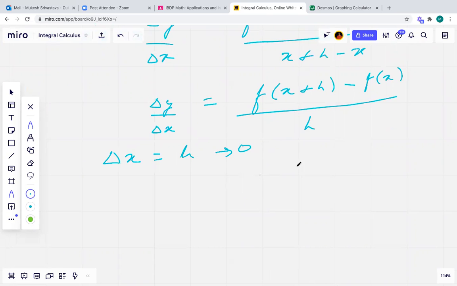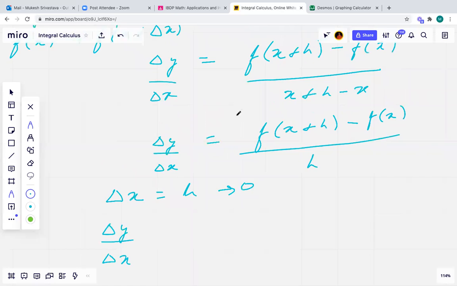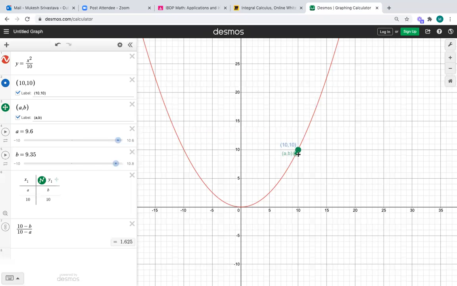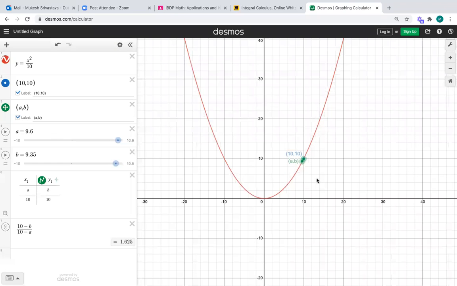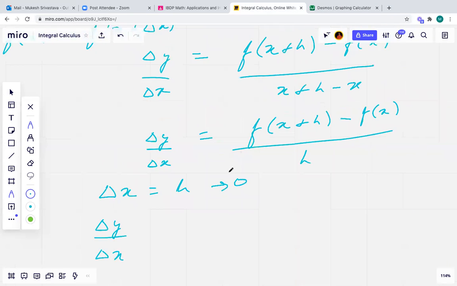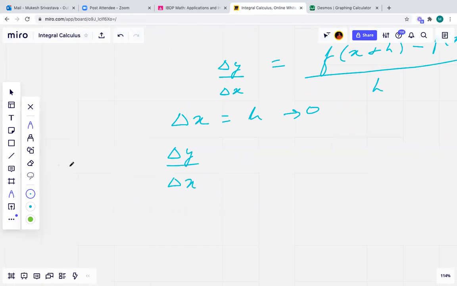Now what happens? Delta x is very small. I brought that point closer and closer and closer. So the change in x is very, very small. So my dy upon dx is defined as delta y upon delta x when delta x is very small.